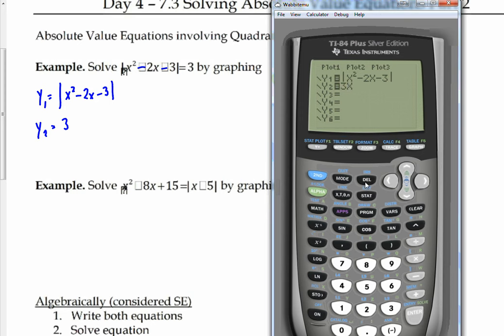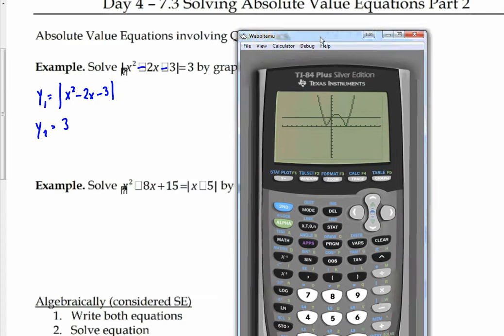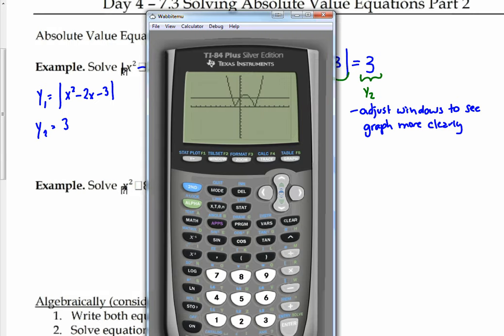y2 is 3. You may have to adjust your windows. Let's take a look here. Okay, so often we have to adjust our windows to see things clearly. So what can I do to adjust my windows to make this clear? What could you do? Windows. What could I change?